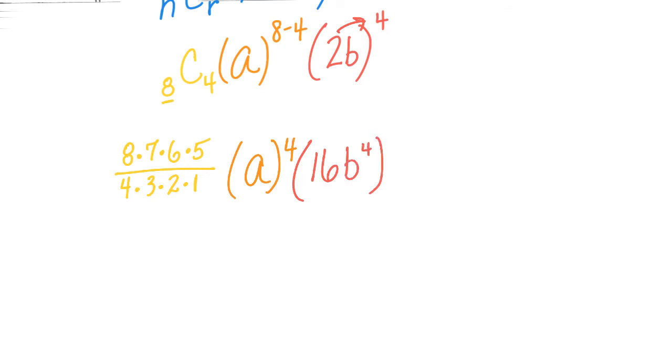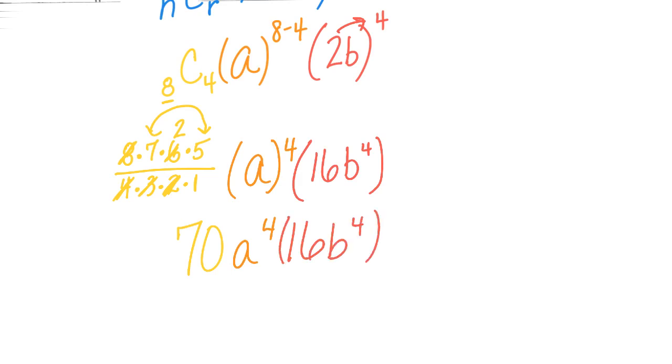So let's continue. We'll reduce. 4 times 2 gives me that 8. 3 goes into 6 2 times, and I know that 35 times 2 is 70. My a to the 4th. And my 16b to the 4th, well, we got to continue to multiply, right? 16 times 70 is 1,120. A to the 4th, b to the 4th. And that's how you do one specific term of a very long binomial expansion.